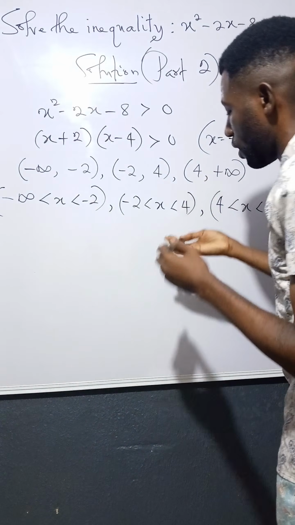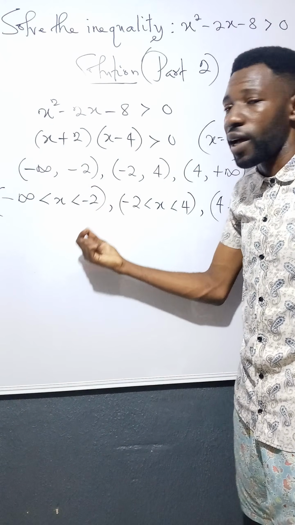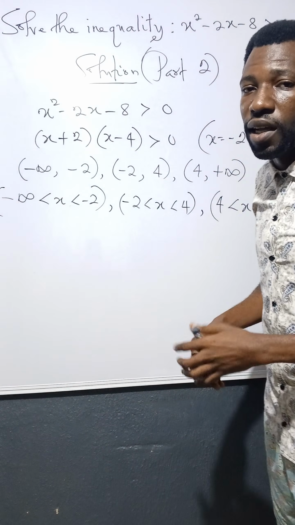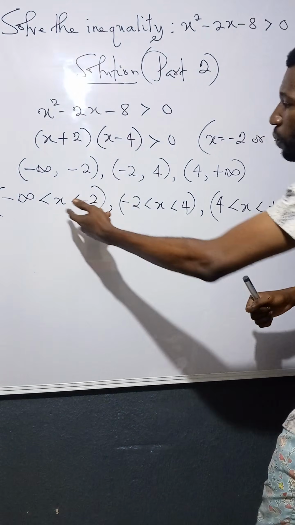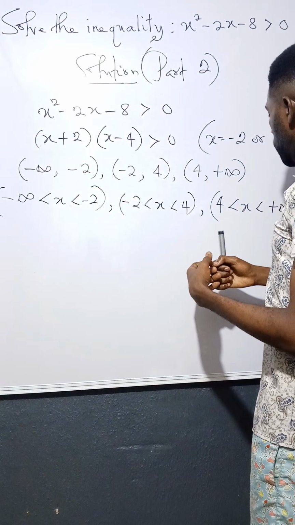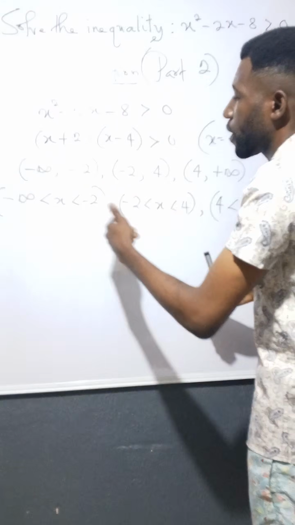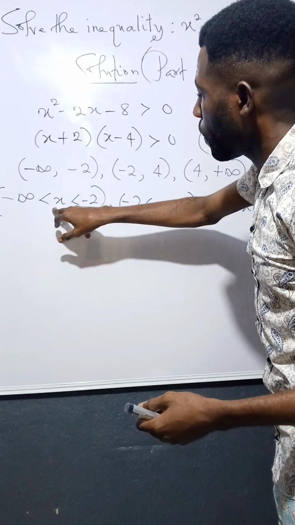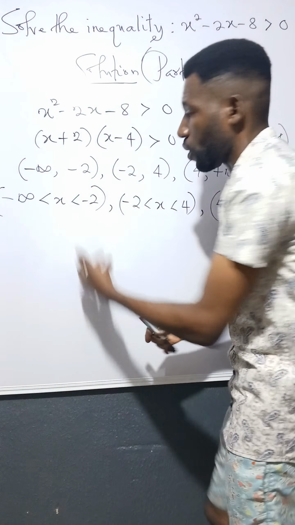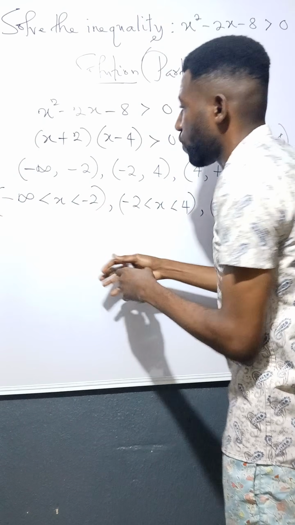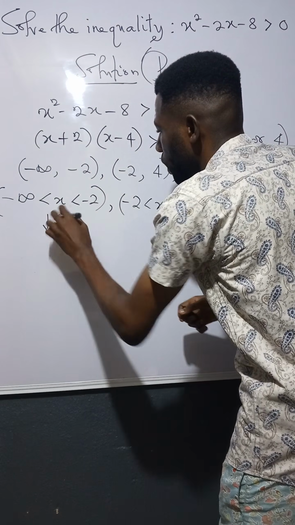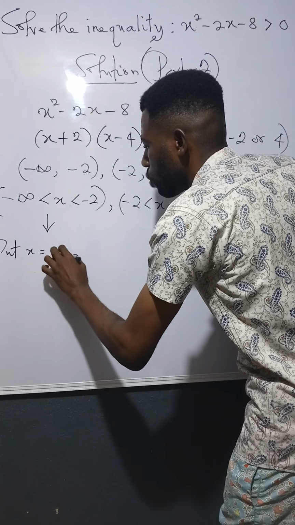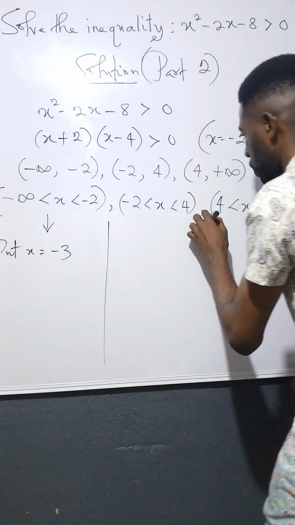So how do I get my answer? What we need to do is test for values to see whether the product of these will be greater than 0. Now, how do we test for values? From this point, let's say I pick minus 3, for instance, because minus 3 is less than minus 2. Let's test for this interval. So put x to be minus 3. Let's see which of the three intervals will work.